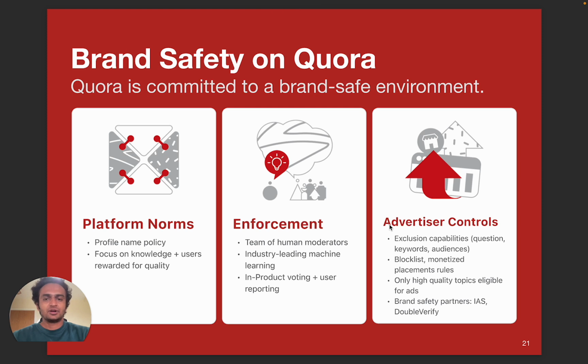Now, how do we ensure brand safety on Quora? Quora is always committed to a brand safe environment. We primarily do this in 3 steps. Number 1 is the platform norms. We are very strong on the fact that users need to have a real name on our platform. While we allow pseudonyms, we definitely do not allow any names that are explicit in nature. Secondly, the platform by its nature is completely focused on knowledge, and the users are rewarded for the quality through upvotes that people do on the platform.